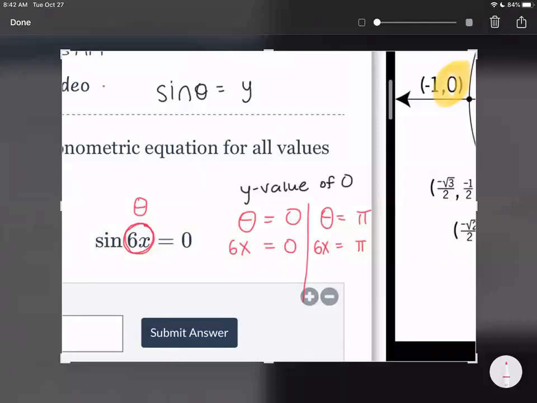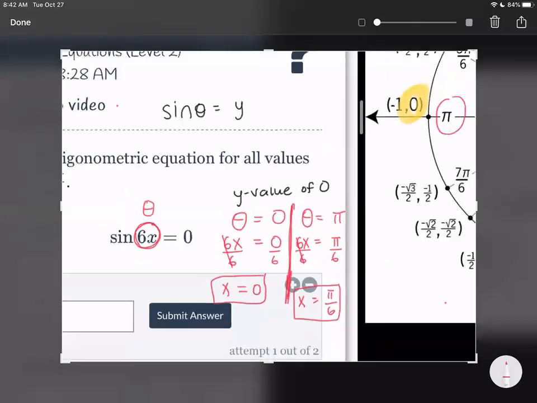All right, then we just divide by 6 on both sides, so that we can get x by itself. On the left side, the 6's cancel out. We will be left with x is equal to 0. Here's one answer. On the right side equation, the 6's cancel out. We get x is equal to pi over 6. Here will be our other answer. And so here are our two answers.